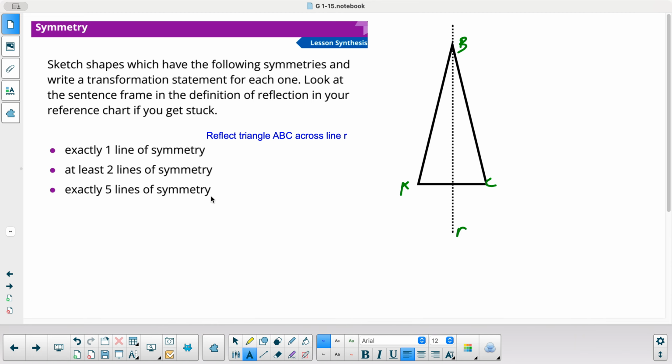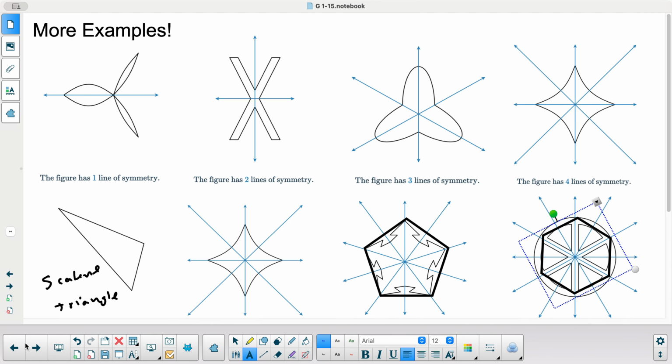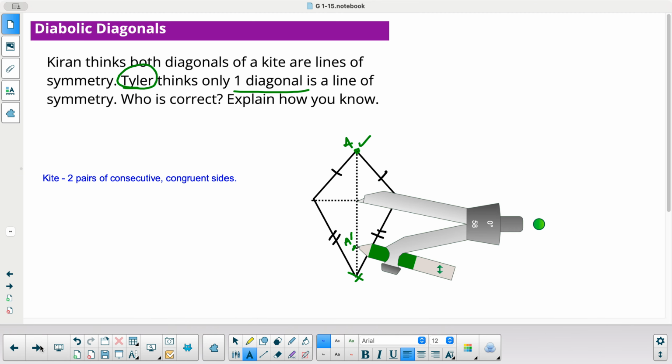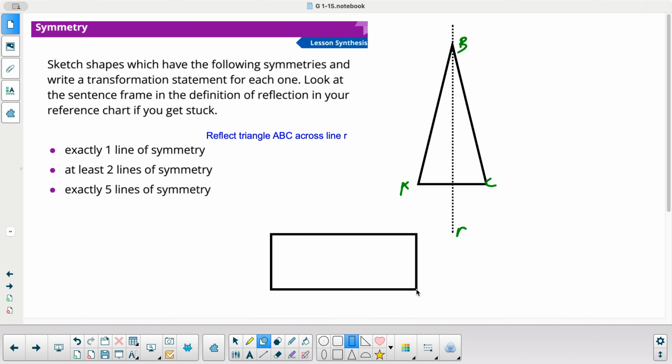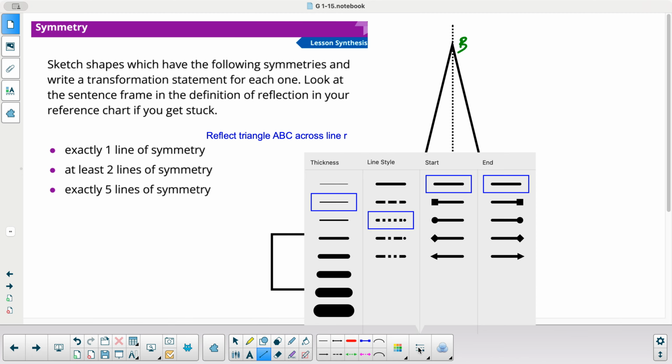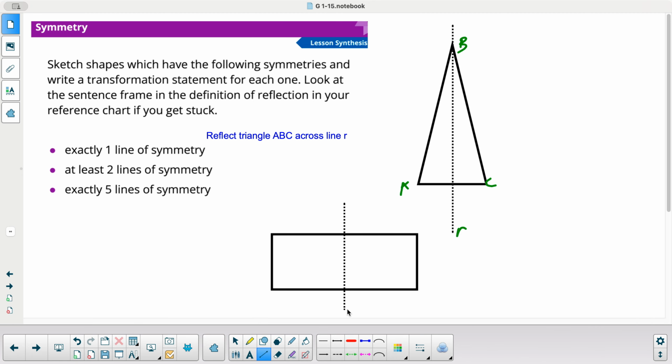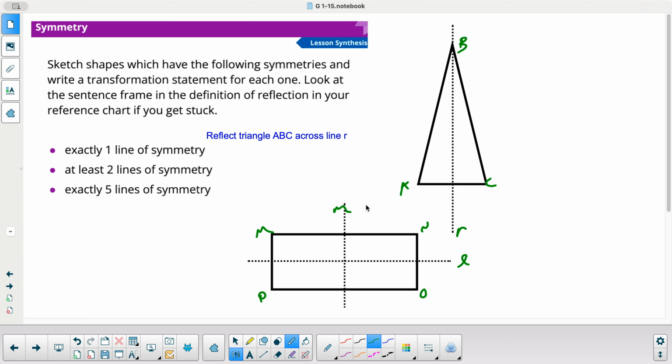Okay. Two lines of symmetry. Let's go back and look at some of these that we had. Anything with an X. So any type of rectangular shape maybe would work. Rectangles only have two lines of symmetry. So for my two, make sure it's a rectangle that's not a square. So here we go. Here's one. Here's two. So let's name this MNOP. Let's call this line L and line M.